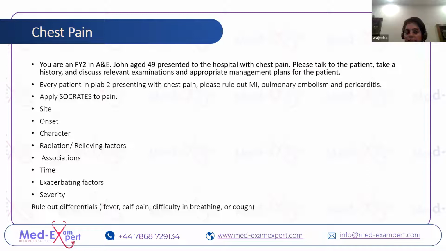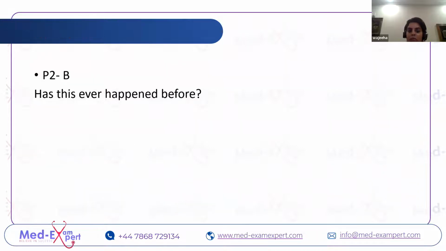So once the DD is done, what happens? Mr. John, has this episode ever happened before? Why do we ask this question? A patient who's landing with an MI will tell you that maybe he was having some chest pain, some retrosternal burning to which he never paid attention. Maybe, yes, doctor, it did happen. I never paid attention to that. It got better when I rested.